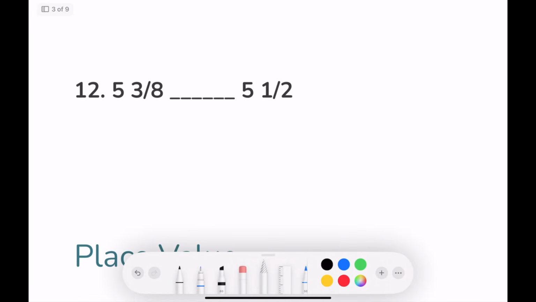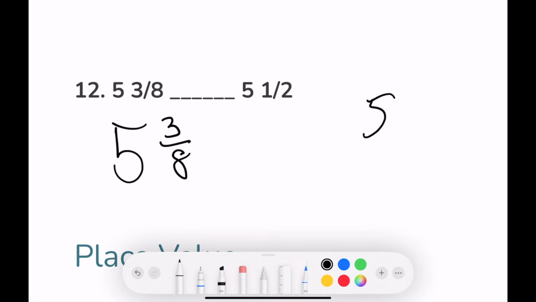Do you remember the name of these? These bad boys are called mixed numbers, and they look a lot easier to read if we actually write them like mixed numbers. That's 5 and 3 over 8. And then I'll write this over here, 5 and 1/2.